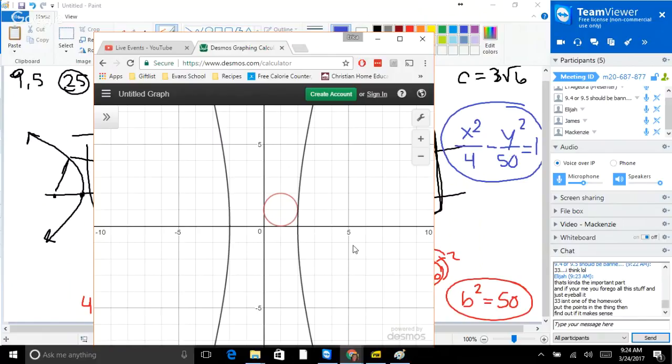Elijah says 33 isn't one of the homework. I am happy to do that one if you want to, but 33 is a short response, so I don't think I would have assigned that.